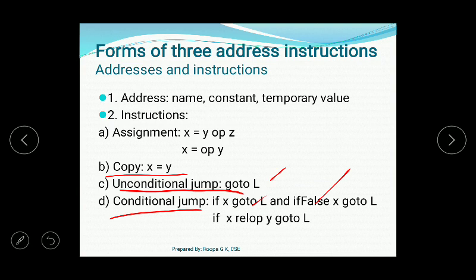Another way, if x relational operator y, go to L. What are the different types of relational operators? Less than, greater than, less than or equal to, greater than or equal to, not equal to, equal to, etc. So if x is greater than y, then go to a label. Like that. So these are also 3-address form instructions.